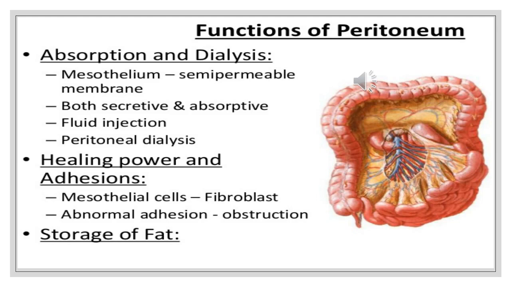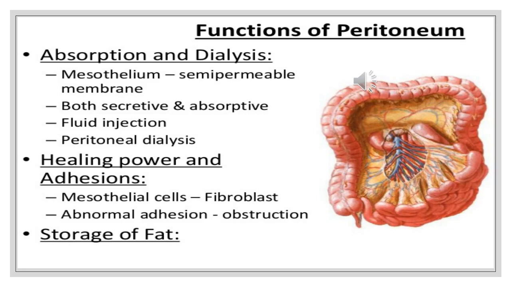Therapeutically, considerable volumes of fluid can be administered through this peritoneal route. Conversely, metabolites like urea can be removed from the blood by artificially circulating fluid through the peritoneal cavity. This procedure is called peritoneal dialysis. So, one of the functions of the peritoneum is absorption and dialysis.